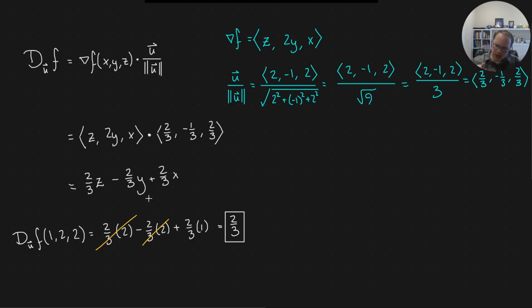That means at that particular point, at that particular moment, if you are moving in the direction of vector u, for every 1 unit you move in that direction, your function value is changing by 2/3. Okay?